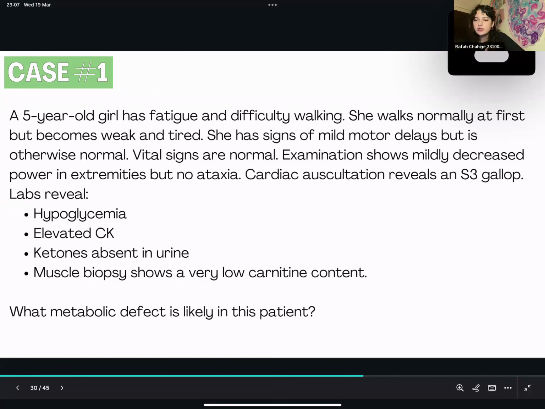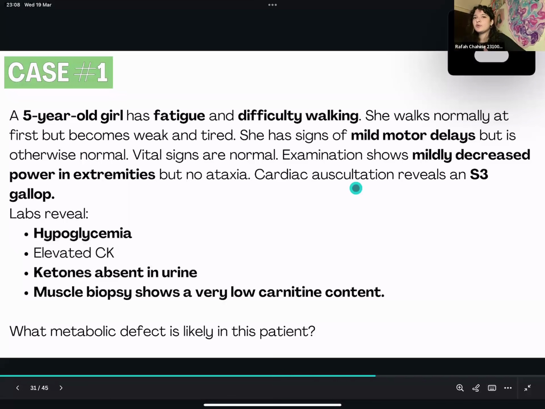Now, before we answer this question, I want to highlight what is important to me. First of all, she's a 5-year-old girl, so she's young. She has fatigue and difficulty walking, mild motor delays, and mildly decreased power in extremities. So she has a bunch of problems in her skeletal muscle, right? On cardiac auscultation, this reveals an S3 gallop, and the labs reveal things like hypoglycemia, which is important for our lecture, and ketones that are absent in the urine. This indicates a problem with oxidation, something along that process. We are unable to get acetyl-CoA. That's the whole point. And muscle biopsy shows very low carnitine content.